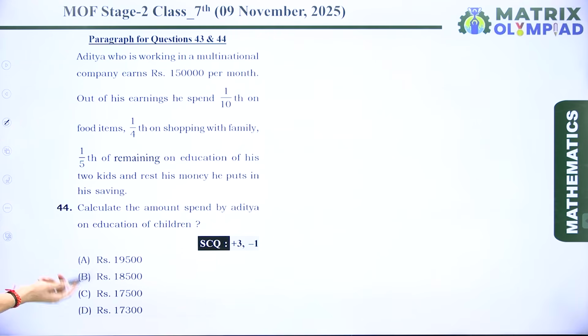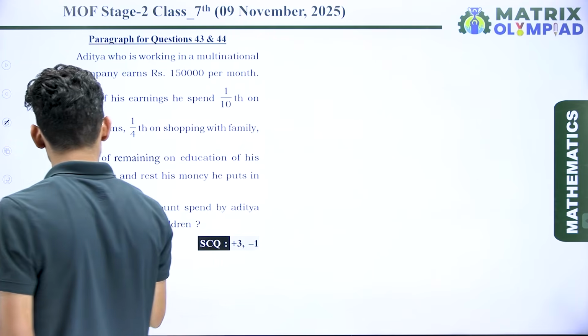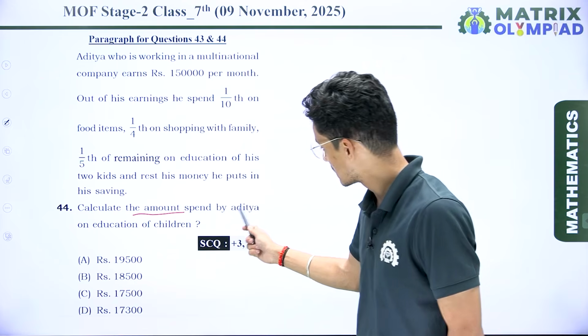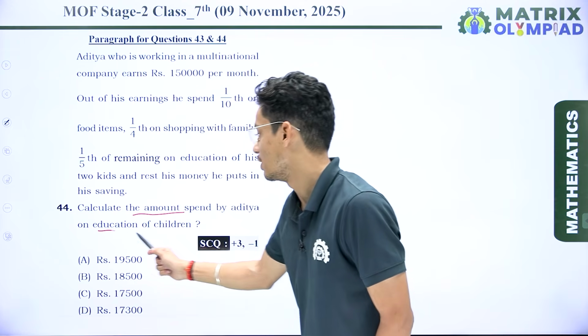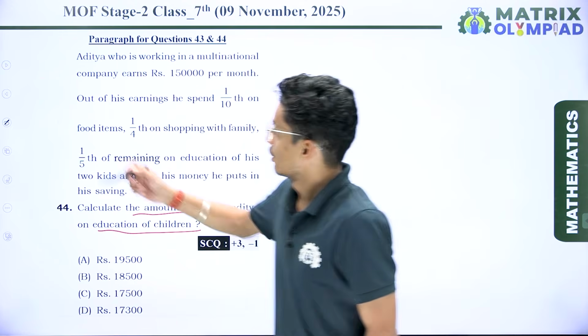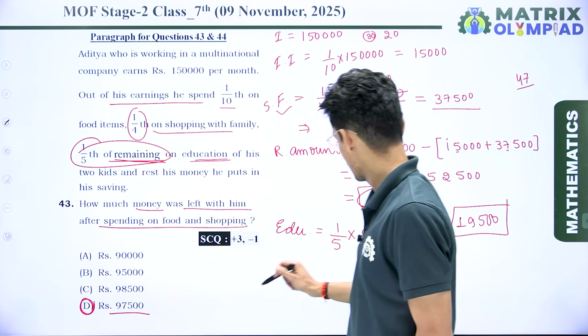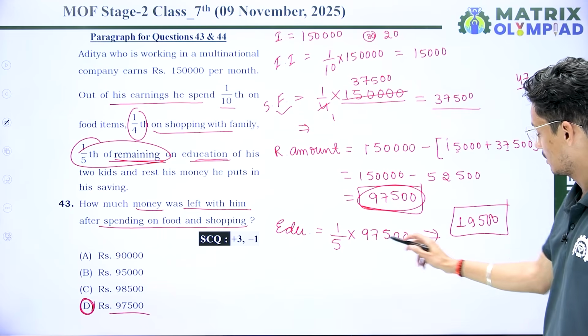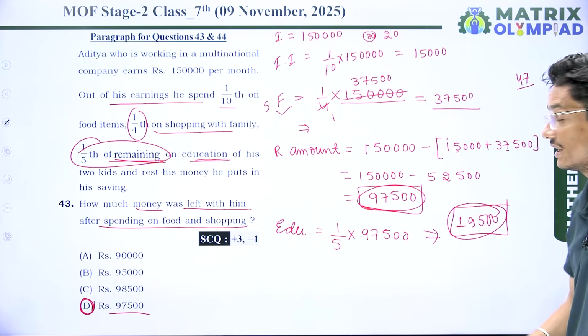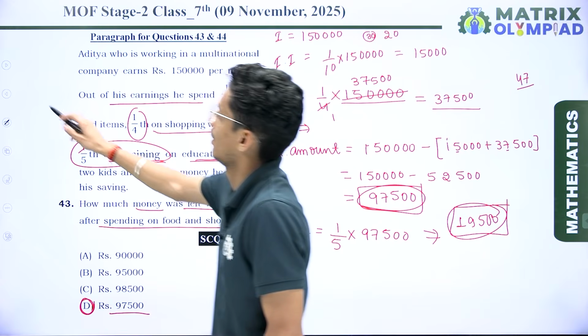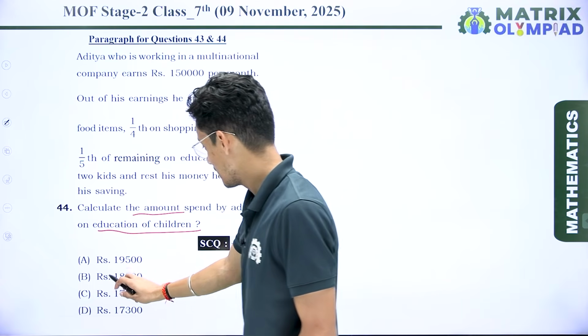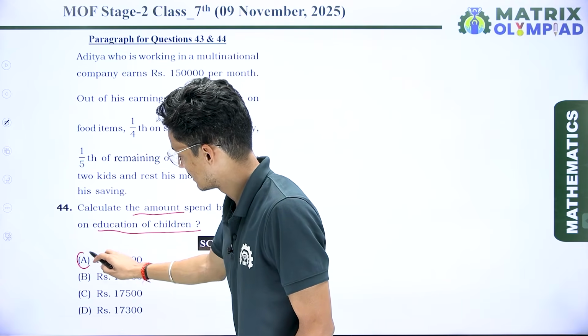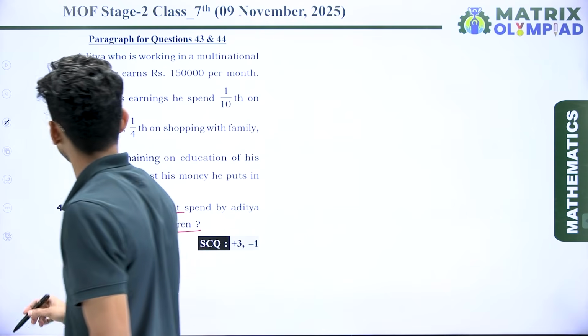So if I talk about the next question, which is again based on the same paragraph, the question is, calculate the amount spent by Aditya on education of children. In the last question, we had to simplify the education on children. He spent the amount, that is 19,500. It means option number A is the correct answer over here.